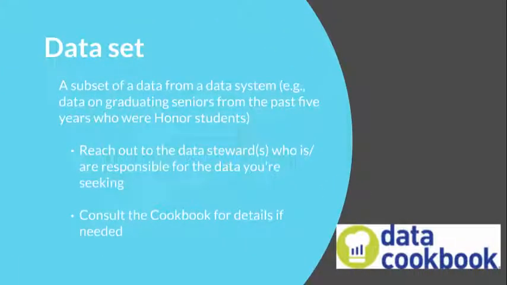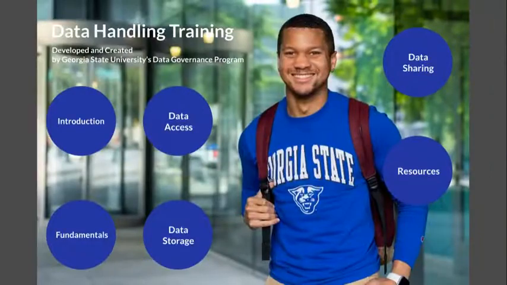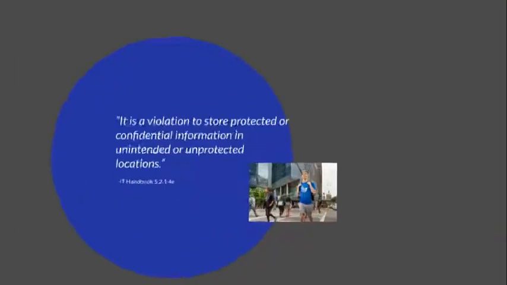A data set is a subset of data from a data system. For example, maybe you're looking for data on graduating seniors from the past 5 years who were honor students. In order to receive or gain access to a data set, you'll need to reach out to the data steward or stewards who is or are responsible for the data you are seeking. If you need details on what data are overseen by whom, you can consult the data cookbook for details if in fact you need those. Next, we'll move on to data storage.